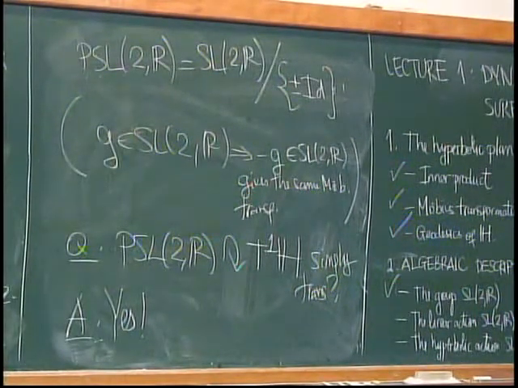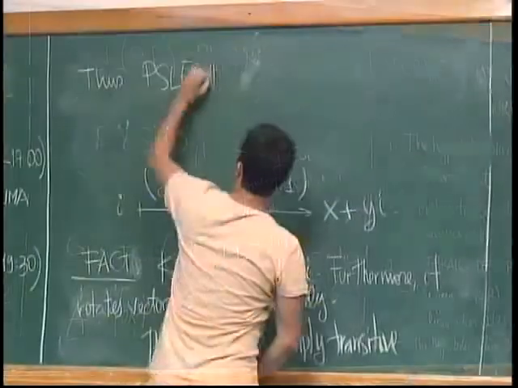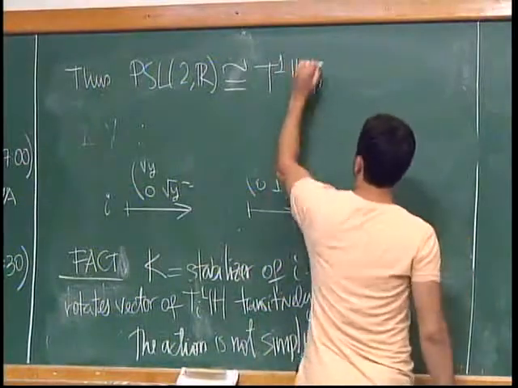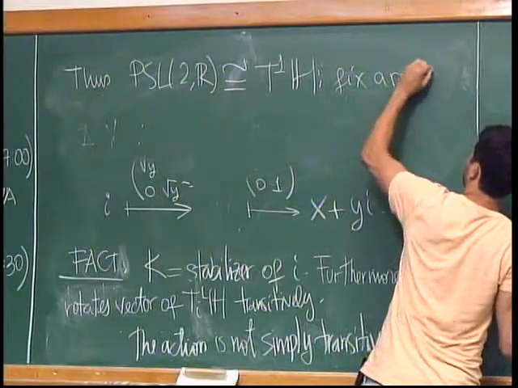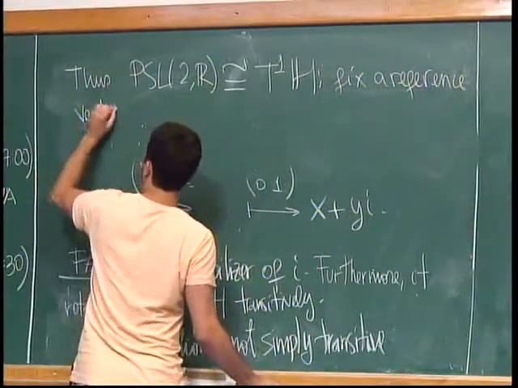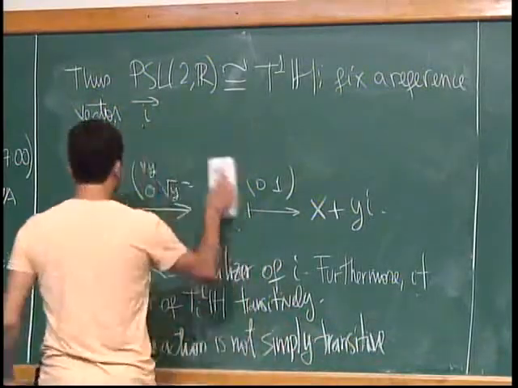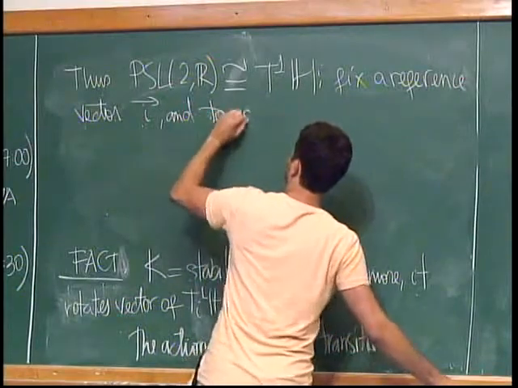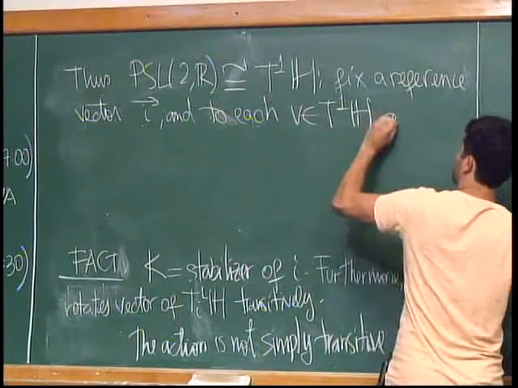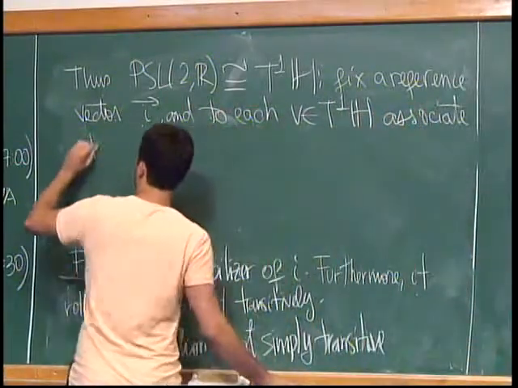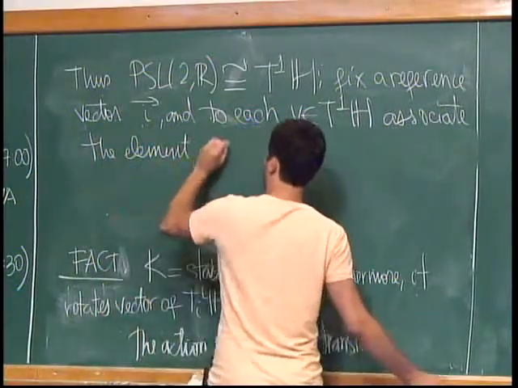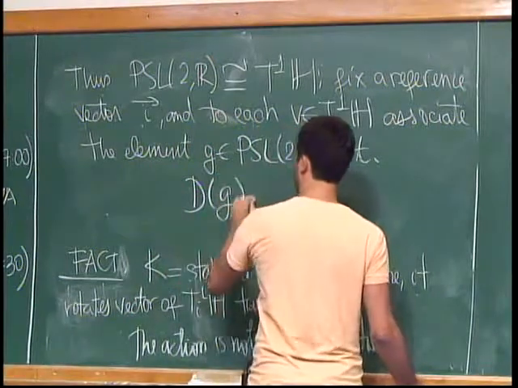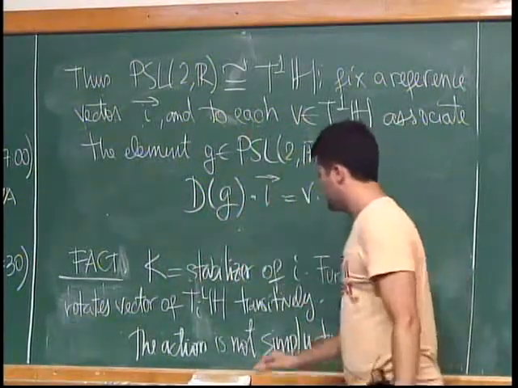thus, PSL2R is the same as the unit tangent bundle of H. For example, fix a reference vector, which I'm going to fix I again because I like I, and to each V here associate the element G in PSL2R such that when you consider the action of G on the vector I, it gives you the vector V.